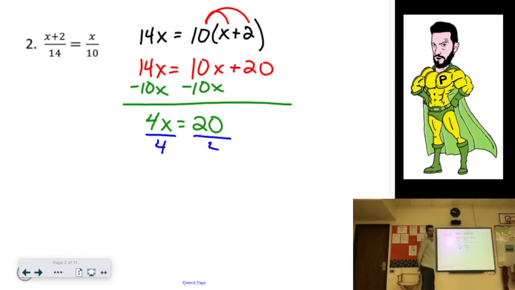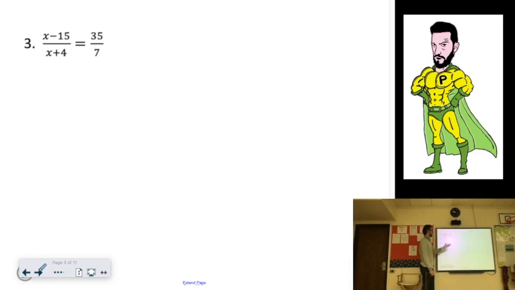So it's the same process each time. Cross products, distribute, get the variables on the same side, and then you do your two-step equations from there. All right, same thing, number 3.